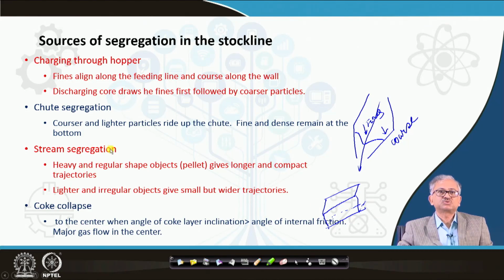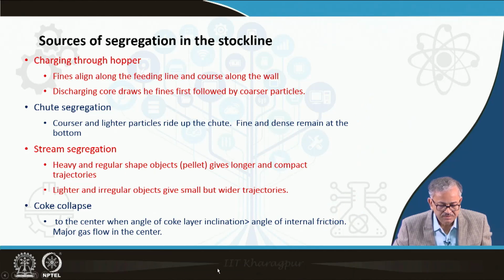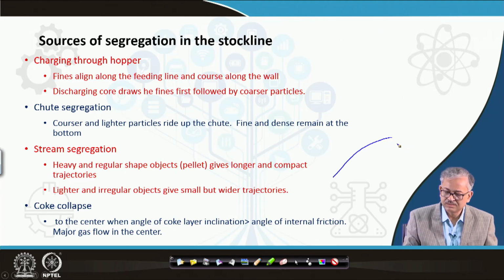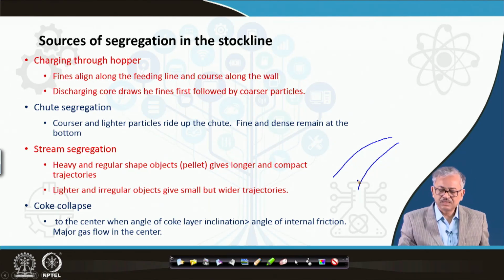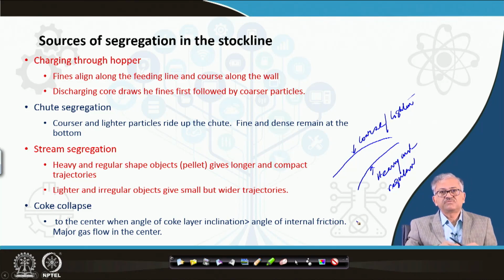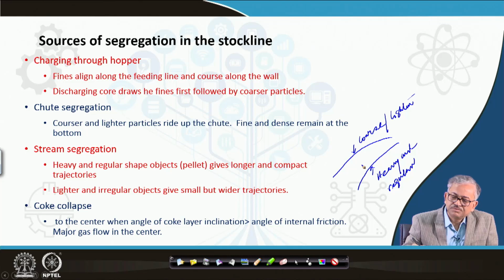Then there is something called stream segregation also. Stream segregation means when the material is falling, it will fall like this. The heavier particles will come here, and the coarse and lighter ones will follow this path, while the heavy and regular-shaped ones follow theirs. When they are coming out of the chute, the coarse and lighter particles will be on the top. So, they will fall on the stock line when they are falling.